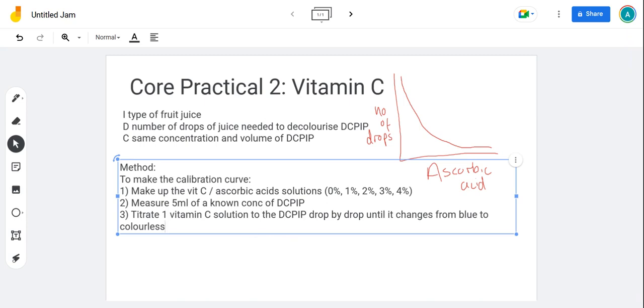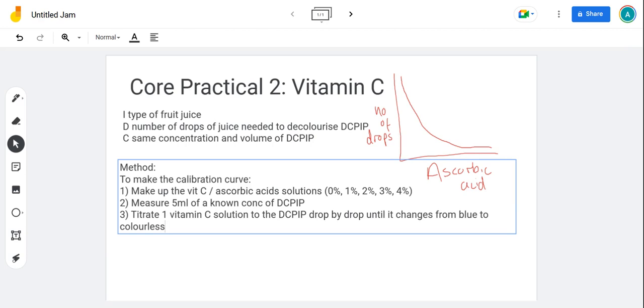So we need to know exactly how much we've added. So we would have put it in a burette, which is what we use for titrations, because then it measures how much we've added. Then up the side here, we'd be able to put volume. Alternatively, you can add drop by drop from a pipette, and then up this axis here, you can put number of drops. It doesn't really matter either way.